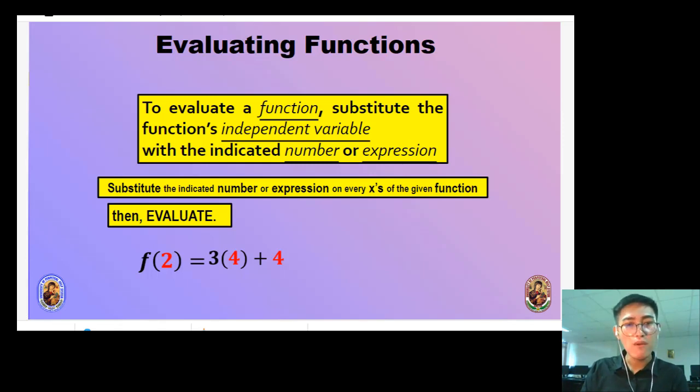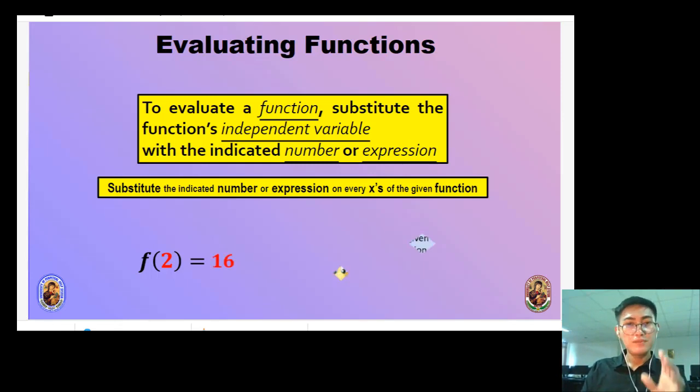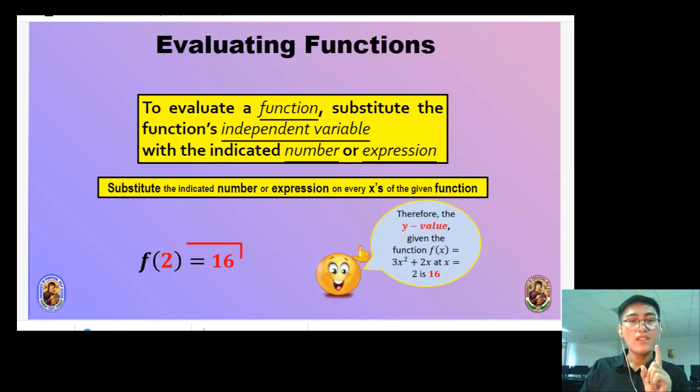Then let us evaluate now. What is 3 times 4? We will get 12. And plus 4. What is 12 plus 4? Finally, we will get 16. Therefore, the y value given the function f of x is equal to 3x squared plus 2x at x is equal to 2 is 16. That is how we do evaluating functions.